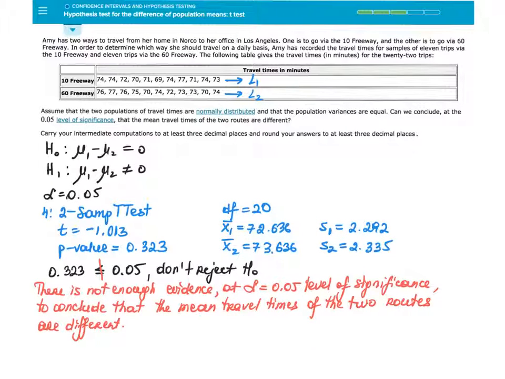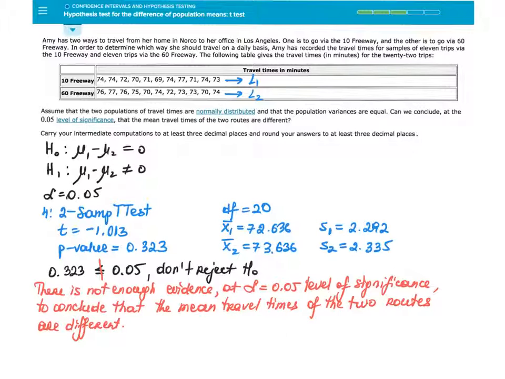Here is the second example, and this time we have raw data provided to us, so I wanted to demonstrate how to deal with this kind of question. Amy has two ways to travel from her home in Norco to her office in Los Angeles. One is to go via the 10 freeway, and another is to go via the 60 freeway. In order to determine which way she should travel on a daily basis, Amy has recorded the travel times for samples of 11 trips via the 10 freeway and 11 trips via the 60 freeway. The following table gives the travel times in minutes for the 22 trips.